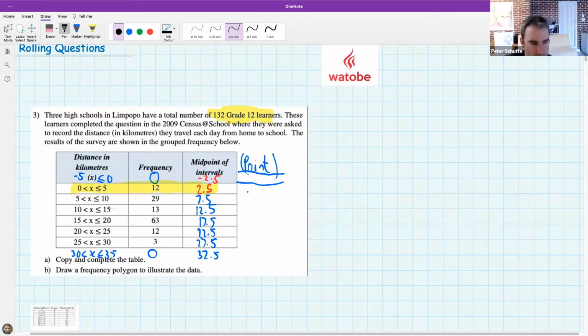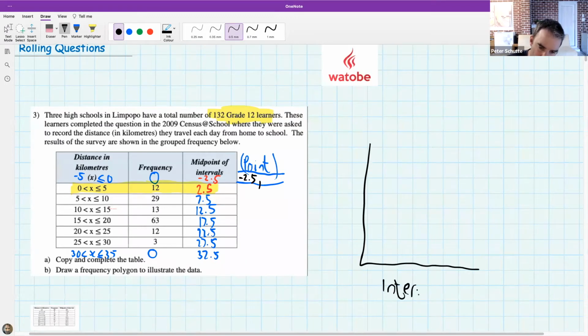What point do you think I'm going to plot? It is negative 2.5. Yeah, so for the top one, it'll be negative 2.5 for the first bit. And then what's the y coordinate going to be? If you think about a frequency polygon, you've got the intervals. It is 0. Yeah, it's going to be 0.